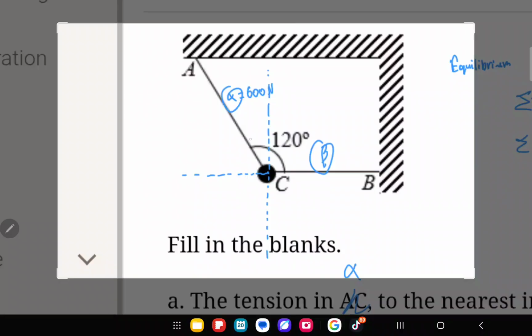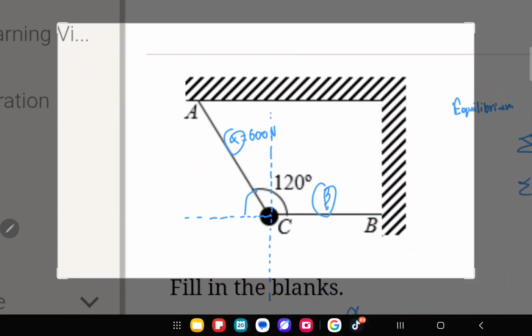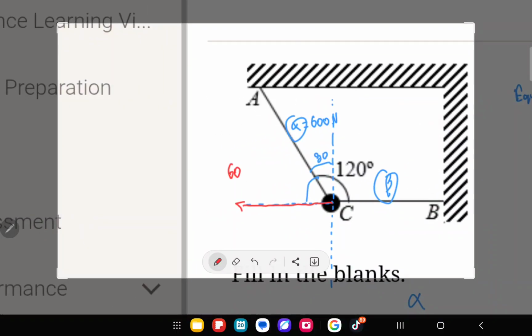To find the x component of alpha, how do we do this? We have 60 degrees here. Now, you could do two things. We have 30 degrees here. We need to find this line over here. So over here, we just do 600. We can do 600 sine 30 or 600 cosine 60. Both work, since over here is 60 degrees. Got this? Okay.